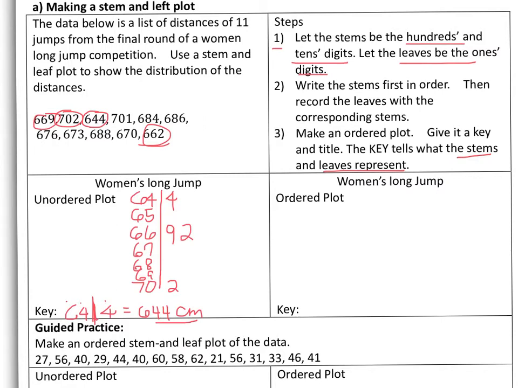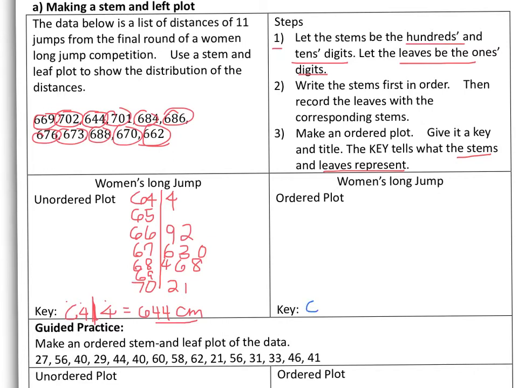and 676, 673, 670, 684, 686, 688, and there's one more, 701, and there's no 69. And now we need to put this in order.